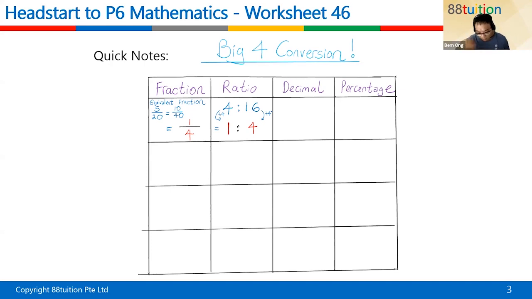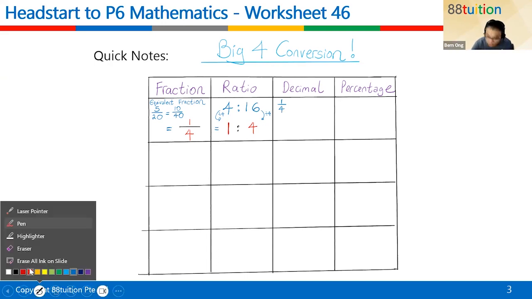So fraction is like 1/4, ratio is like 1:4, and decimal, what do you do? For decimal, you have 2 ways of converting to a decimal. The first method is this. For example, I use 1/4 as the conversion from fraction to decimal. So what do I do?